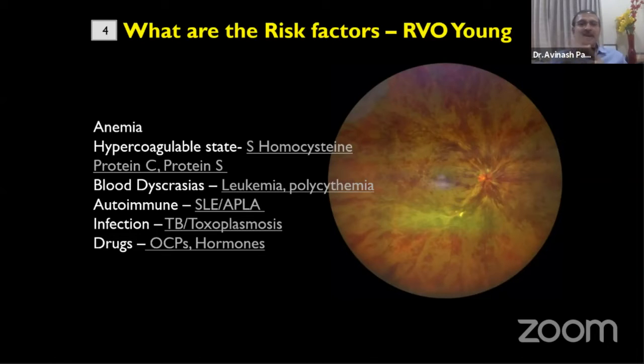Having spoken about the pediatric age group, a few more diseases get added when a person crosses 18 plus. There are hypercoagulable states like protein C, protein S deficiency, blood dyscrasias like leukemias, polycythemias, again a host of inflammatory conditions. You have the primary APLA, the secondary APLA conditions, infections like tuberculosis and toxoplasmosis, and drugs like OCPs and hormones can also come into play.